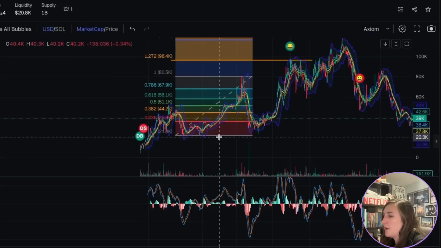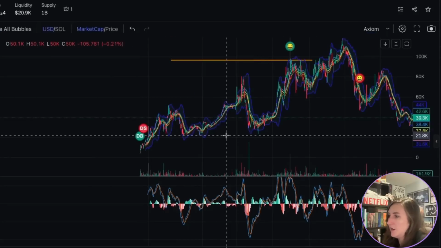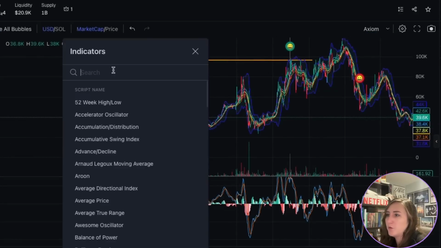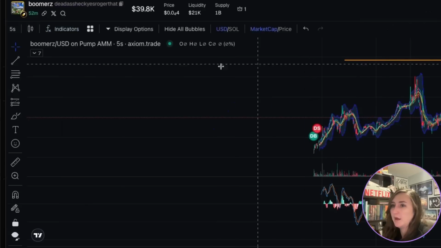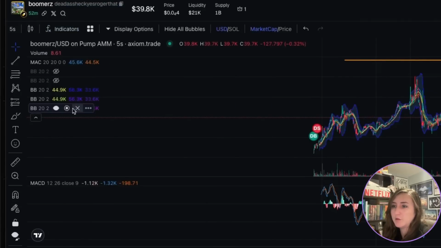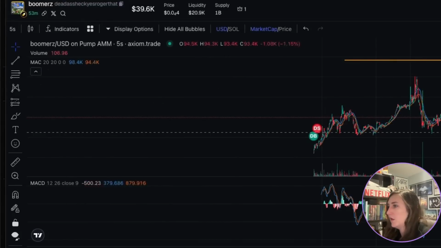So this Boomers one I missed, but as you can see here, if I take off the Bollinger Bands, you can just go to the left and go to indicators, you can type in Bollinger Bands if you want them on. If you would like to take them off, you'll see I had clicked them twice, so I have a bunch of them up. So you can just go off to the left and X out of them.